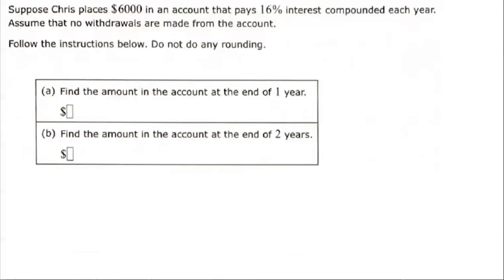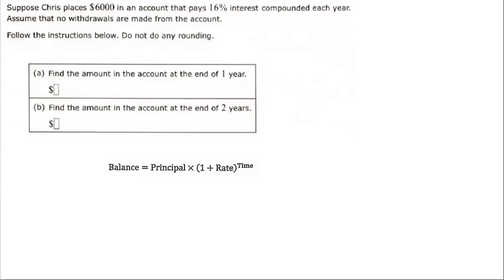Okay, so let's look at this one. It says, suppose Chris places $6,000 in an account that pays 16% compounded each year. Assume that no withdrawals are made from the account. Do not do any rounding. It wants us to find the amount in the account at the end of 1 year and then at the end of 2 years. So this is one of the types of compound interest. It's compounded each year, so we want to use this formula here.